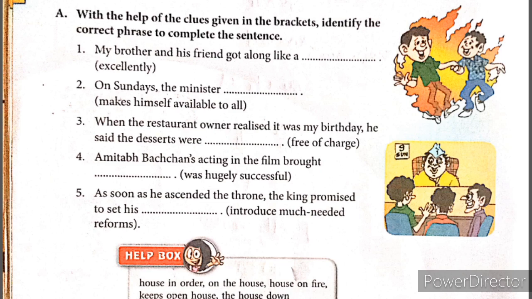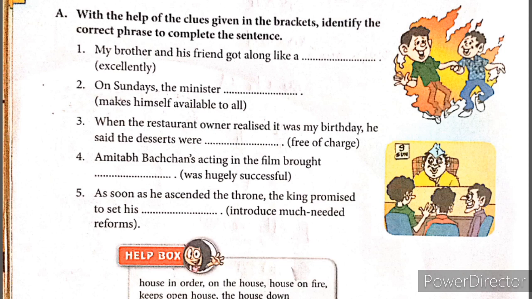Now the fourth number: Amitabh Bachchan's acting in the film brought dash was hugely successful. That means everyone liked it, hats off. So what word can we use? The word is the house down. So the fourth number answer is the house down. I will tell again at last all five.